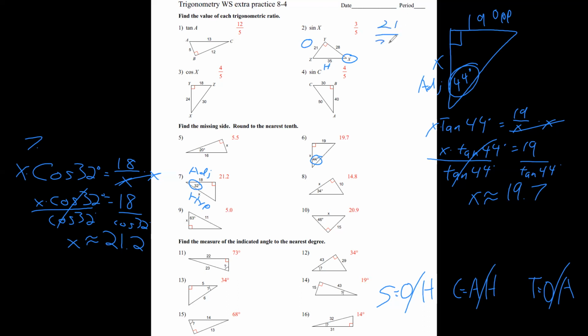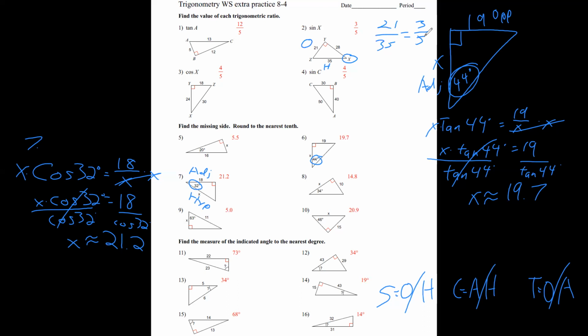Hypotenuse is 35. They're both divisible by 7, which leaves me with 3 and 5. That's my answer. Check, see it.